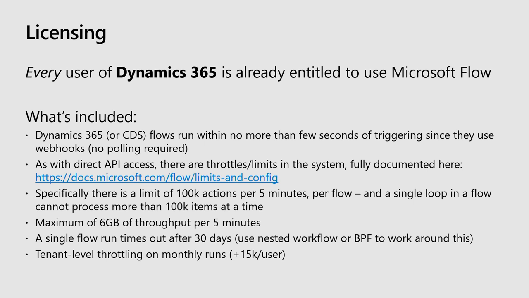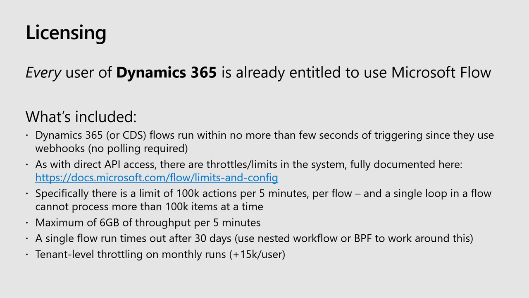You can't have more than kind of 6 gigabytes go through the system for a given flow in a 5-minute period. Now, the other thing to keep in mind is that a single flow run will time out after 30 days. So you can work around this today by using nested workflows, having one flow call another flow. Or if you're building an end-to-end process that involves human steps, because you're not going to have a single API call last 30 days. This is only going to matter once you have people interacting with the system, right? You have an approval action that you want to wait on. For those, we'd recommend using business process flows, because business process flows can actually run indefinitely. There's no time limit associated with them.